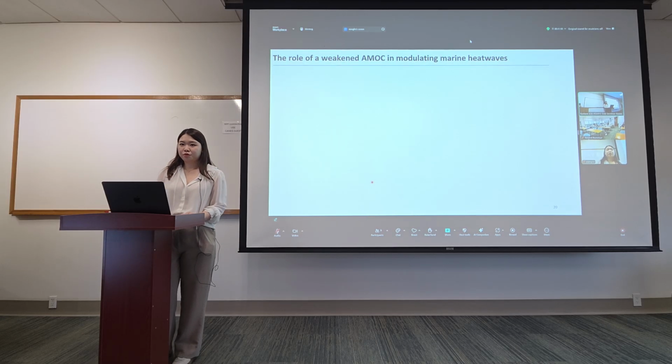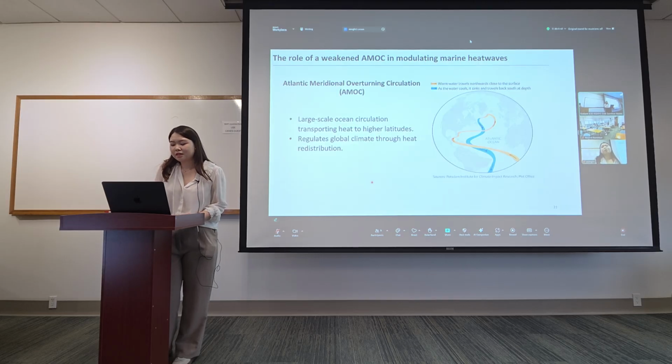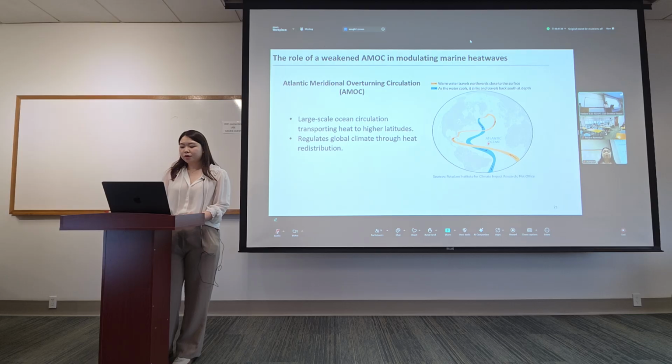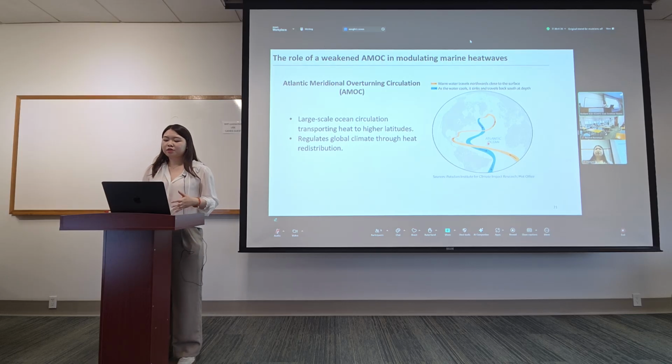Okay, so then let's move to the Atlantic. When talking about the Atlantic, the most important part is the AMOC, the Atlantic Meridional Overturning Circulation. The AMOC plays a very important role in redistributing heat and regulating the sea surface temperatures in the North Atlantic. You can think of the AMOC as a conveyor belt. It moves heat from low to high latitude. It transports warm water northward near the surface, and returns cold water southward at depth. But this circulation is not always stable, and it has decadal variability.